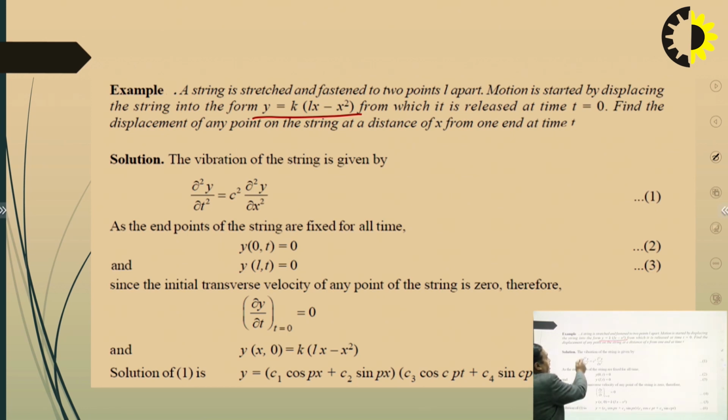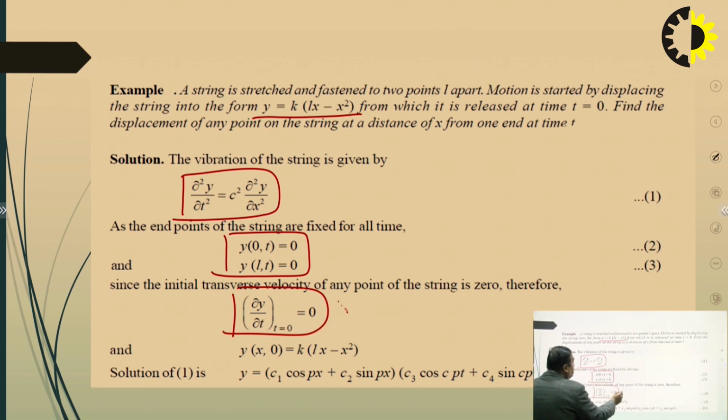The vibrating string has the equation ∂²y/∂t² = c² ∂²y/∂x², with the initial and boundary conditions y(0,t) = 0, y(L,t) = 0, ∂y/∂t = 0 (initial velocity is 0), and y(x,0) is given as k(Lx − x²).